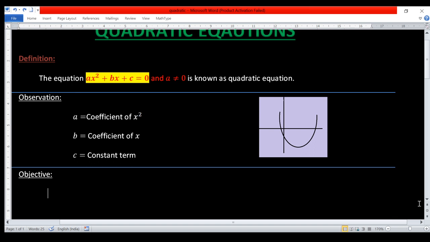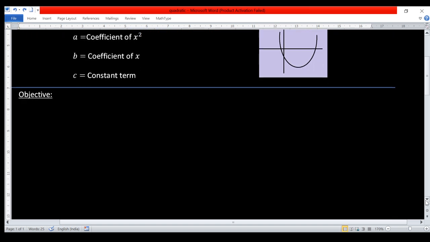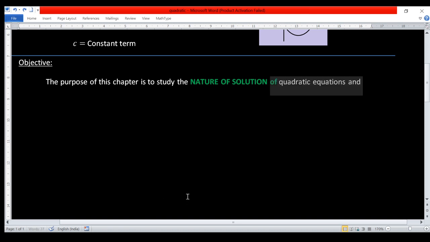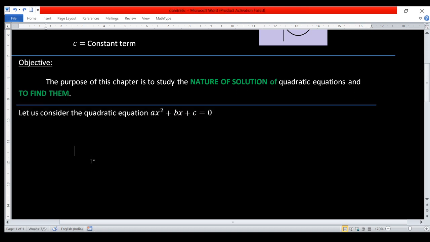Next, objective. The purpose of this chapter is to study the nature of solution of the quadratic equation and to find them. So that is the purpose of this chapter. Next, let us consider the quadratic equation ax square plus bx plus c equal to 0. In the whole discussion, that is our standard form. So I want to discuss with you what is meant by roots.